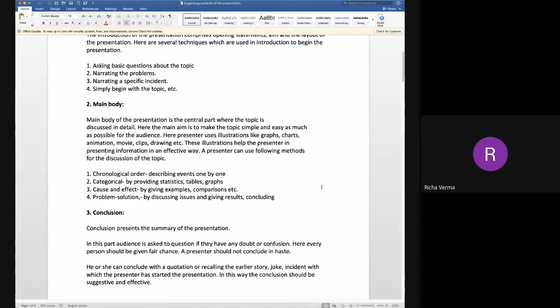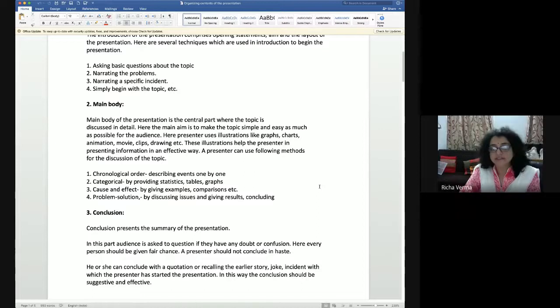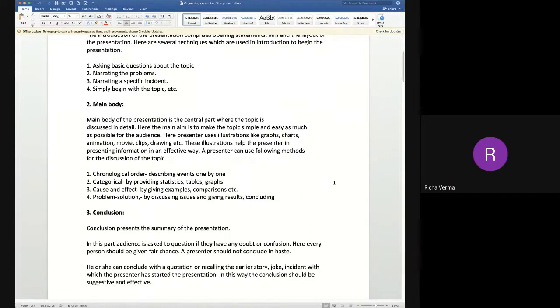You have to give the cause and effect, the pros and cons. You have to also come up with the problems and its solutions. You have to discuss the issues and how those issues can be solved. You have to give the results. You have to give recommendations and conclusions. Okay, so all these things you can include in the main body. So the main body has got all the events.